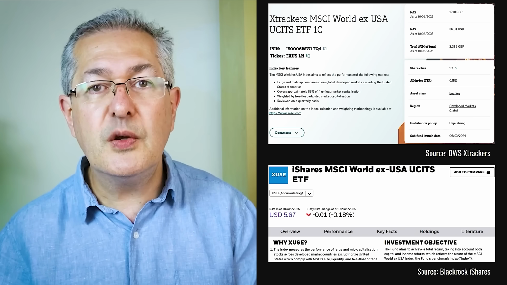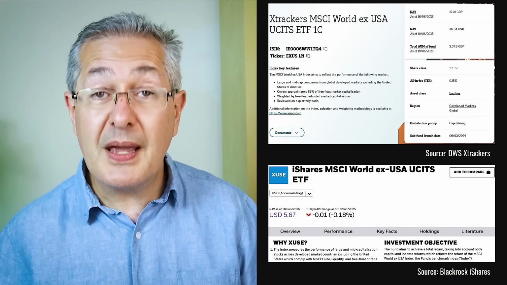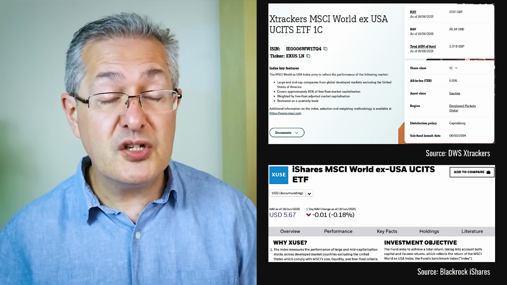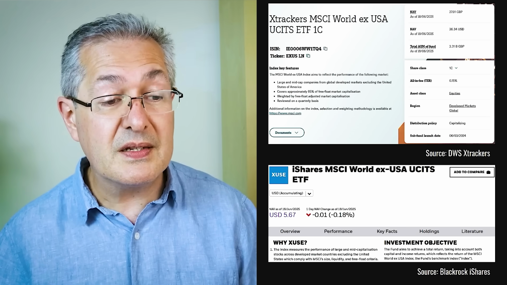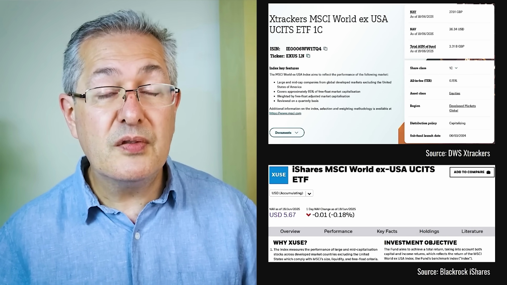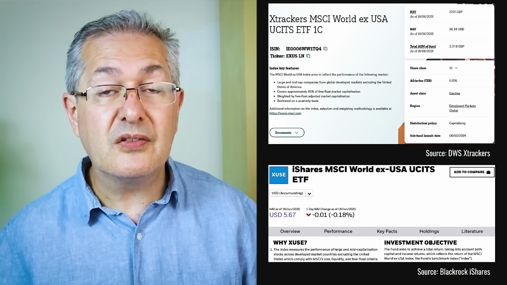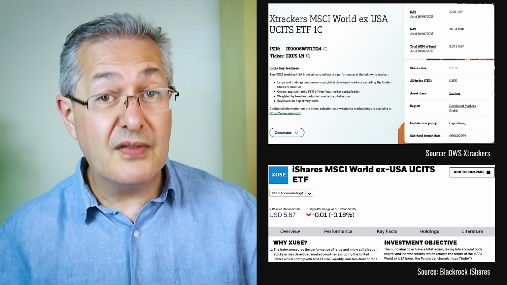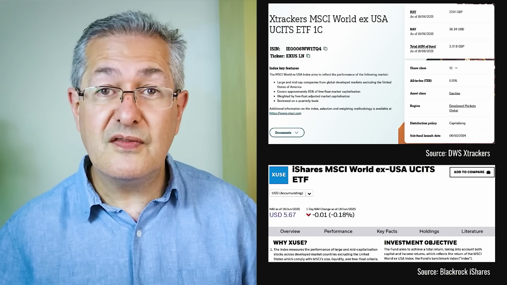So here are those 2 exchange-traded funds which track that index. One of them is from Xtrackers and the other one is from iShares. The iShares one hasn't been around that long, it's been issued quite recently. The Xtrackers one has been around for longer. And both of these are accumulation funds and they trade in sterling. So you don't have to worry about currency conversion fees on your platform. The fund manager does the currency conversion for you.